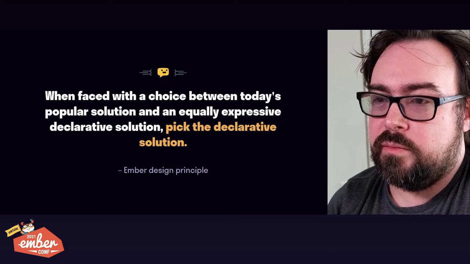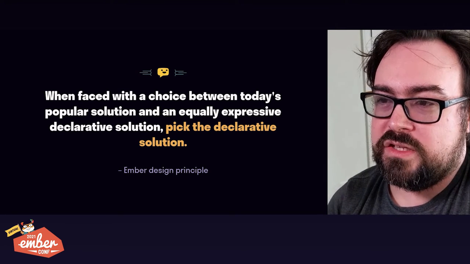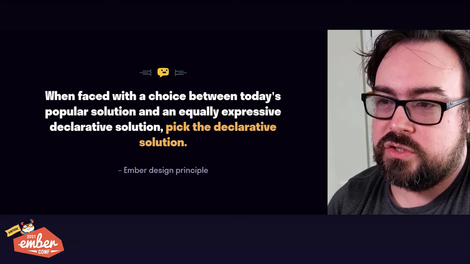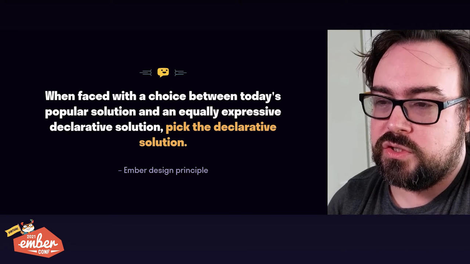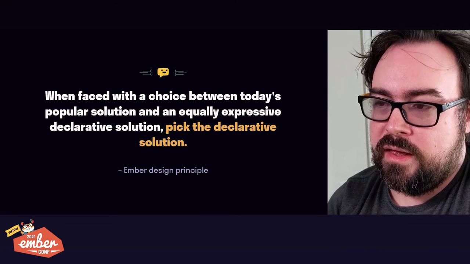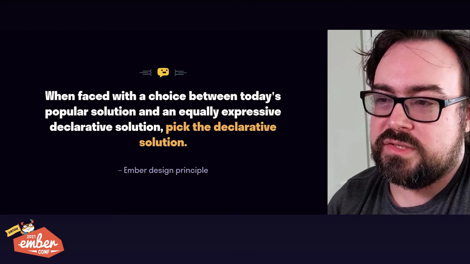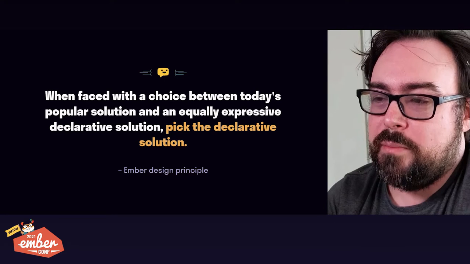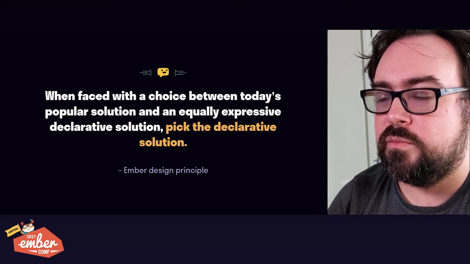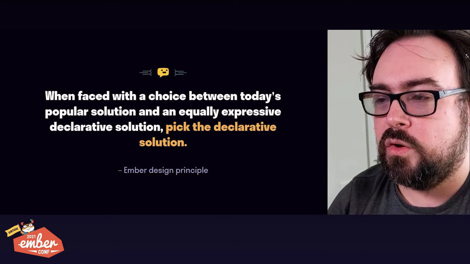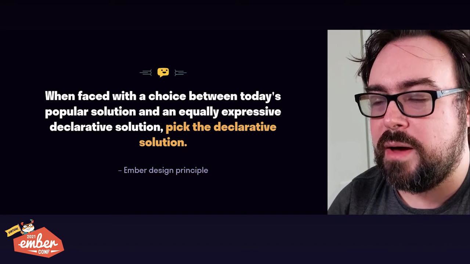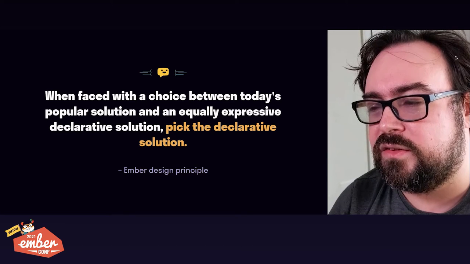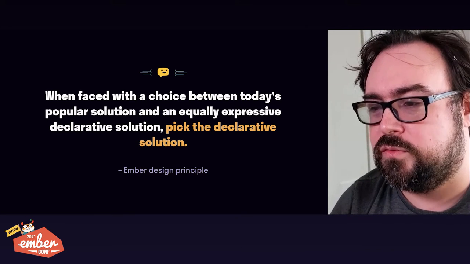We ended up with a principle. When we're faced with a choice between today's popular solution and an equally expressive declarative solution, we pick the declarative solution. It's really hard to understand this principle from a single moment in time. At every moment in time, people say, why not just go with the popular thing? But when you look at this from the perspective of multiple points in time, over multiple years, the popular thing changes over time.